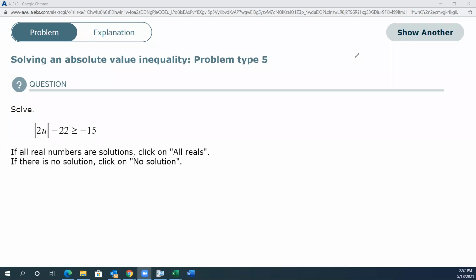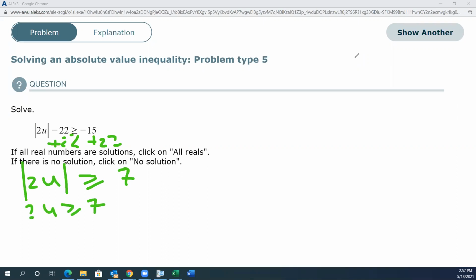All right, last one. So we get the absolute value expression by itself by adding 22 to both sides. So the absolute value of 2u is greater than or equal to 7. Cool. Now that we've got that, we can split it up. We can say 2u is greater than or equal to 7, and 2u is less than or equal to -7. So if I divide everything by 2, I get this.